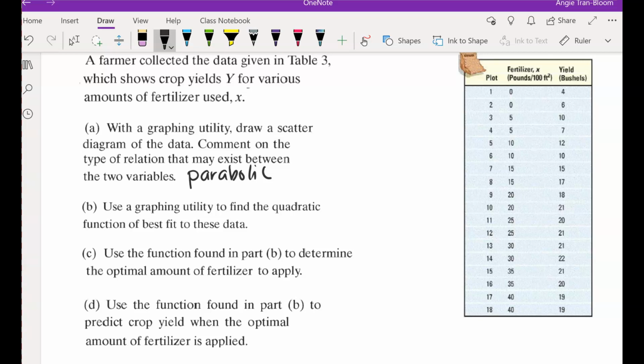So the new calculators, and I'll talk about the old calculators in a second, okay? Guys, the newer calculators, you can just store the equation right on there.